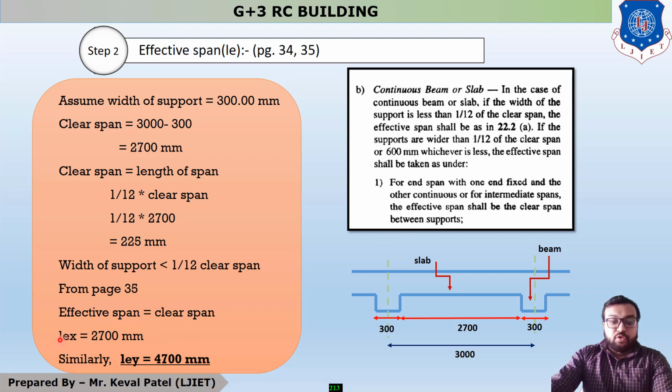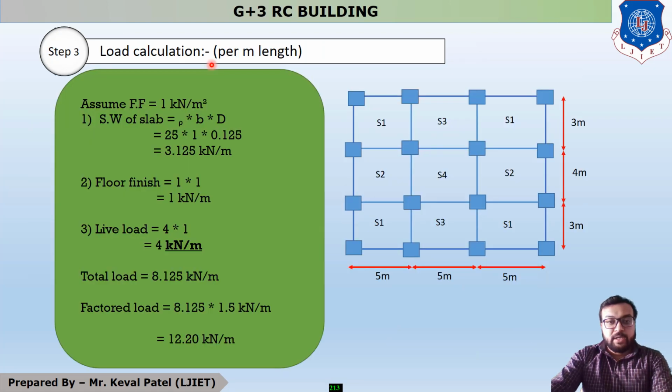So students, your value of Lex is equal to 2700 mm, and this is the calculation of the shorter span, and similar calculation for the longer span. Then the value of effective span in Y direction is 4700 mm. Okay, so students, this is the end of your step number 2, which is to find the effective span. Now we are moving further to our step number 3, which is load calculation.